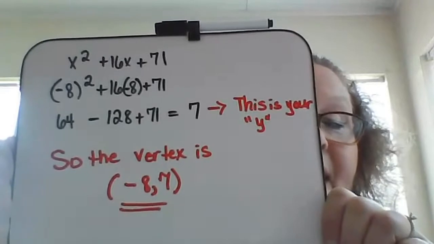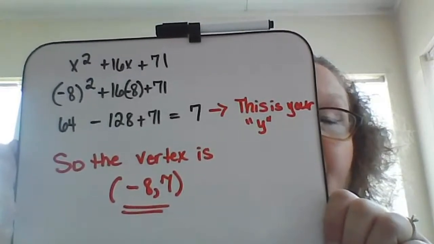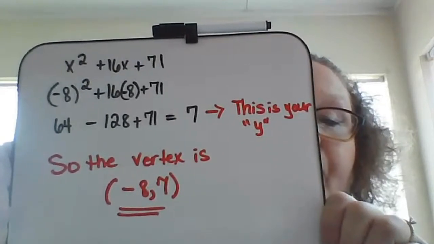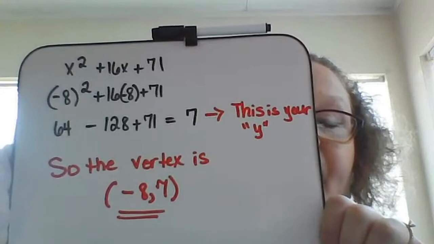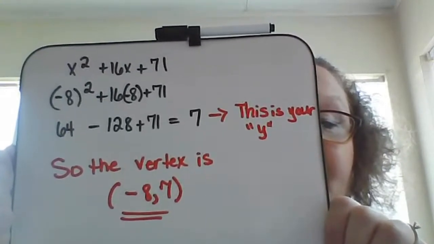So our answer is negative 8, that we got on the previous board by doing negative b divided by 2a, and 7, which is our y value, which we get by plugging in the x value. So the vertex is negative 8, 7. As I said, a much easier way to find the vertex than using that long, complicated looking quadratic equation that we used yesterday. But like I said, you never know which way you might be asked to use.